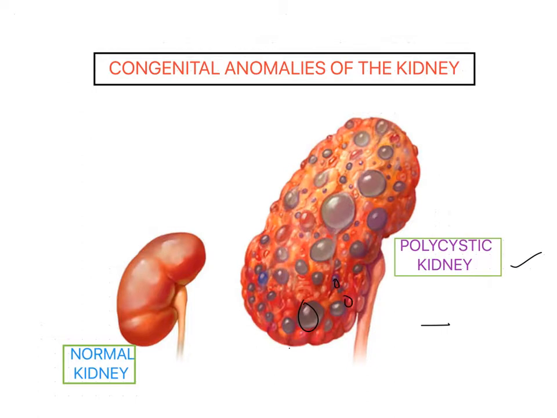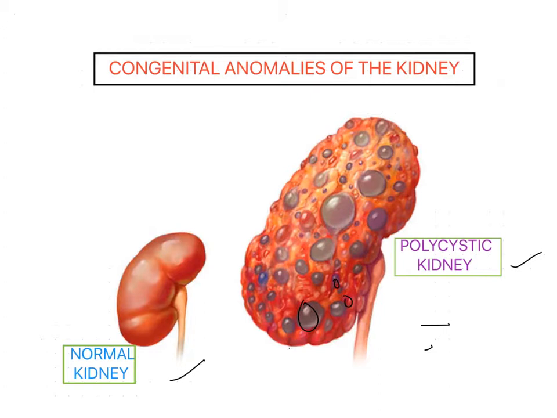In this picture, you can see both the normal kidney as well as the polycystic kidney. In the case of the normal kidney, the surface of the kidney is smooth, whereas in the case of the polycystic kidney, the surface consists of cysts of different sizes. And if you compare the sizes of the normal kidney and the polycystic kidney, the polycystic kidney has an abnormal increase in size.